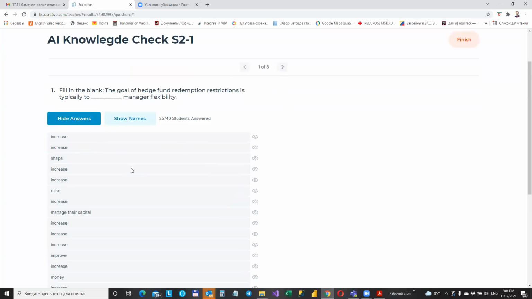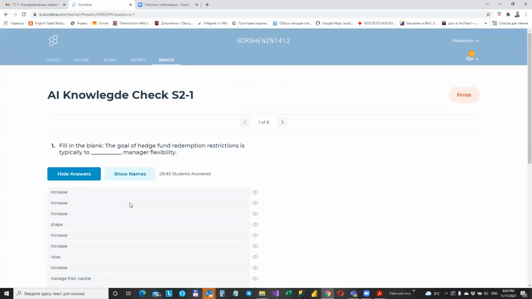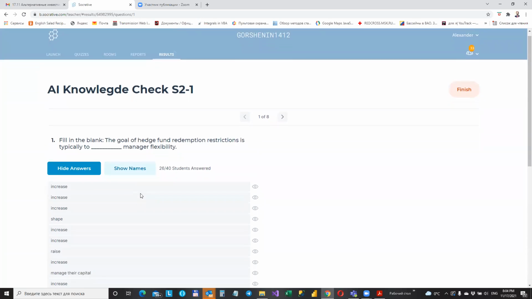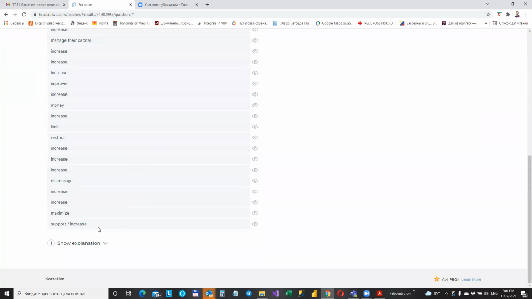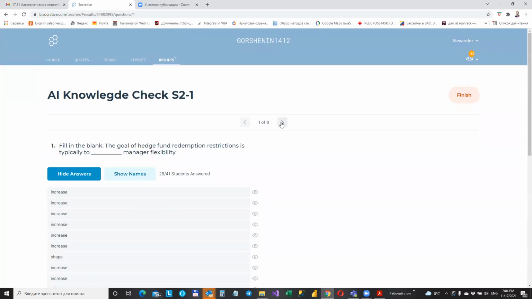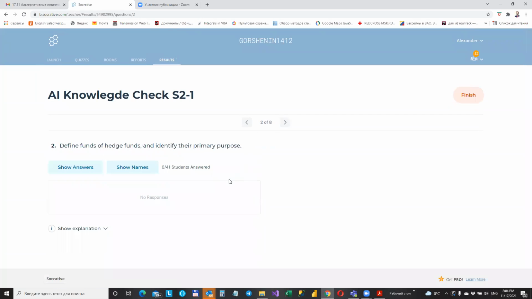Okay. Yeah, you're good. So the redemption restriction helps to increase the manager flexibility, to give more time to win the position, etc. Go on. Just put any idea here, so no problem. If you are mistaken in something, just please express your view on it. It helps you to structure your understanding of the subject.